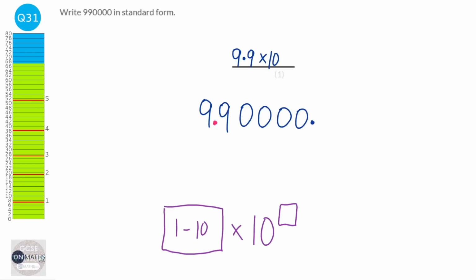And the last thing I do is count the jumps between our original decimal point and our new decimal point. So 1, 2, 3, 4, 5. So there's 5 jumps, so it's going to be to the power of 5.